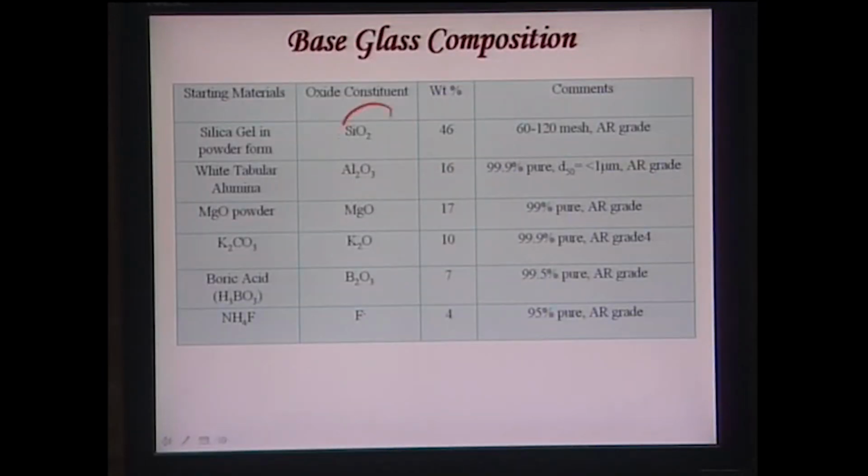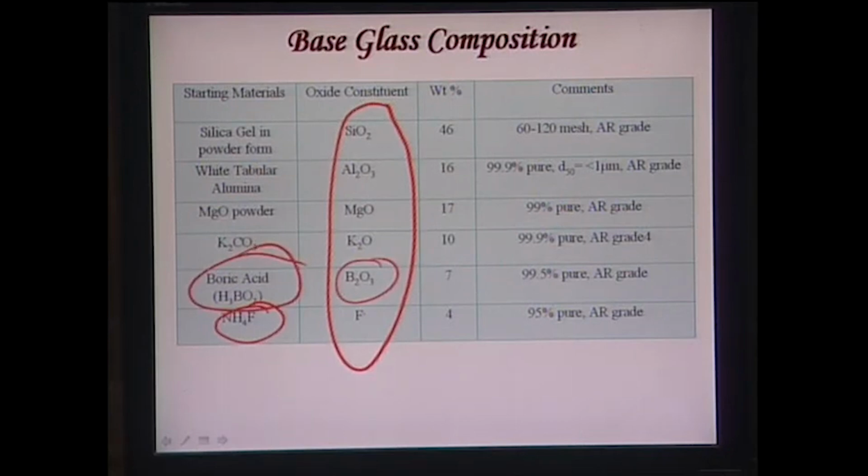Now, the various precursor powders used to develop these glass ceramics: you start with silica, alumina, magnesium oxide, K2O, B2O3, and fluorine. For fluorine you use NH4F as the precursor. For B2O3 you use boric acid as a precursor. The composition of these glass ceramic materials varies over a wide range, like 46% silica gel, 16% alumina, 17% magnesium oxide, 10% K2CO3, which will finally give rise to K2O, then 7% boric oxide, B2O3, and 4% NH4F, that is the fluorine.